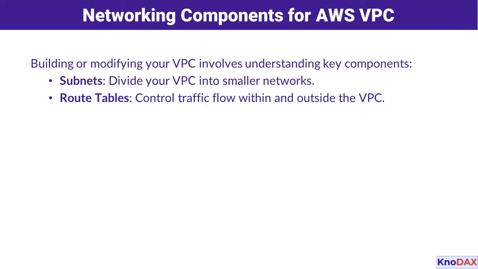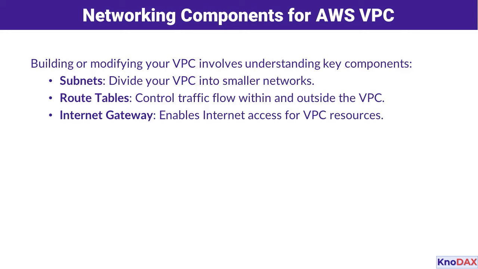Second, route tables. Route tables control the flow of traffic within your VPC and between your VPC and other networks. They allow you to define how traffic is routed to and from your subnets. Third, Internet Gateway. An Internet Gateway connects your VPC to the Internet. This component is essential for providing Internet access to resources in your public subnets.